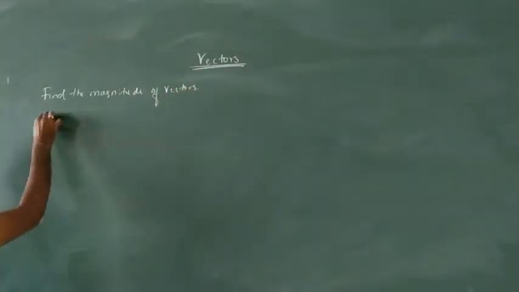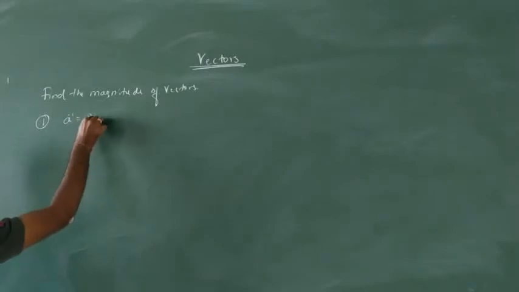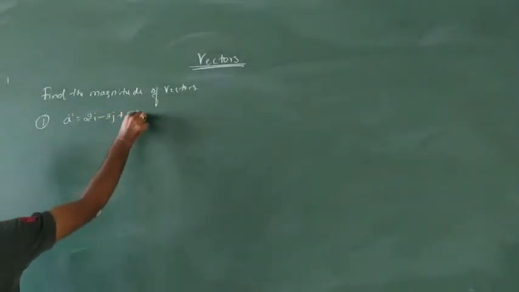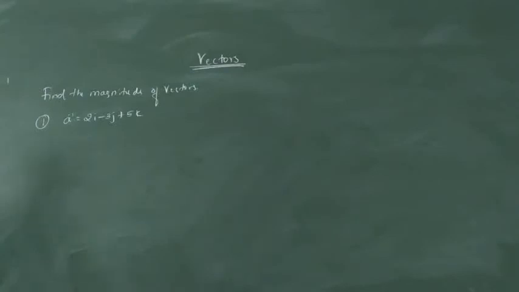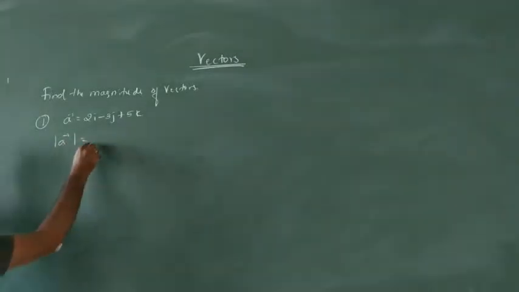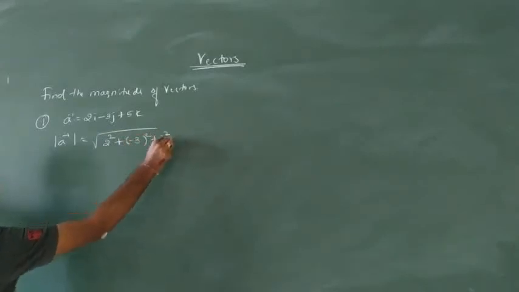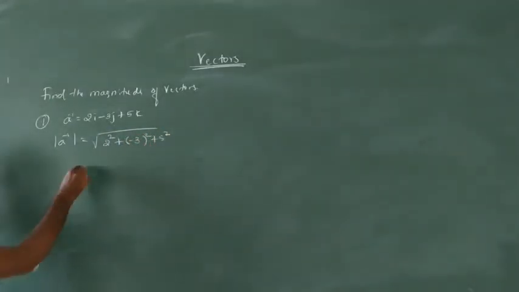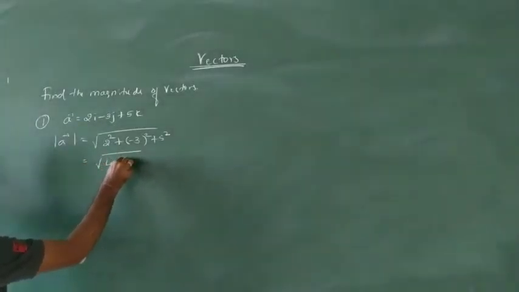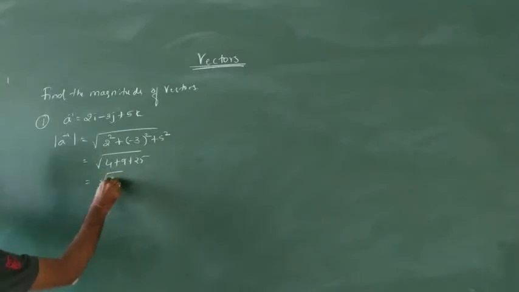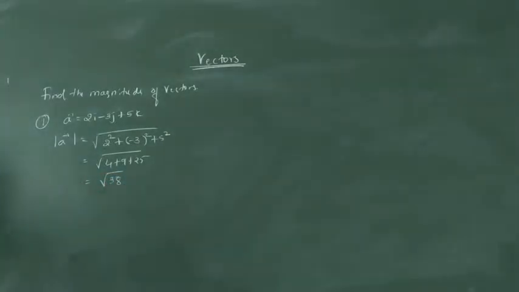So I will take the first example. That is vector A equal to 2i minus 3j plus 5k. So this is one of the vectors. Magnitude means mod of vector A is equal to, what is mod of vector A? Already we have studied, that is root of 2 square plus minus 3 square plus 5 square. So this is root of 4 plus 9 plus 25, that is root of 38. So the magnitude of this vector A is nothing but root of 38.